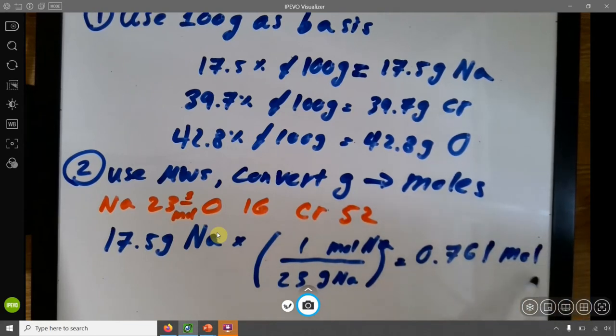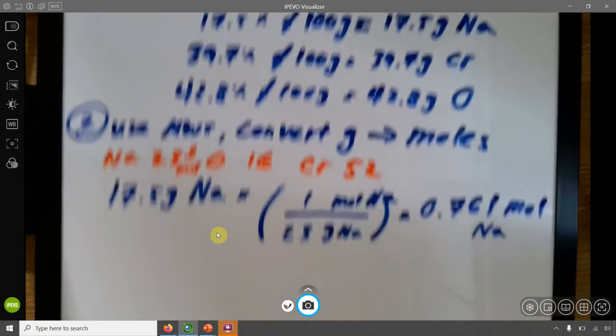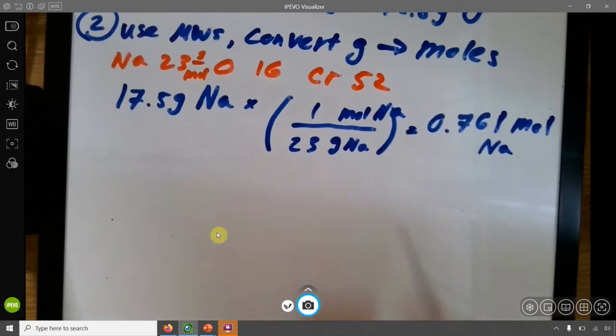You can write MOL as shorthand for moles. I know you're just dropping an E, but people do that all the time. And this is 0.761 mole Na. Okay, so we got that. Very similarly, I will do the other guys.